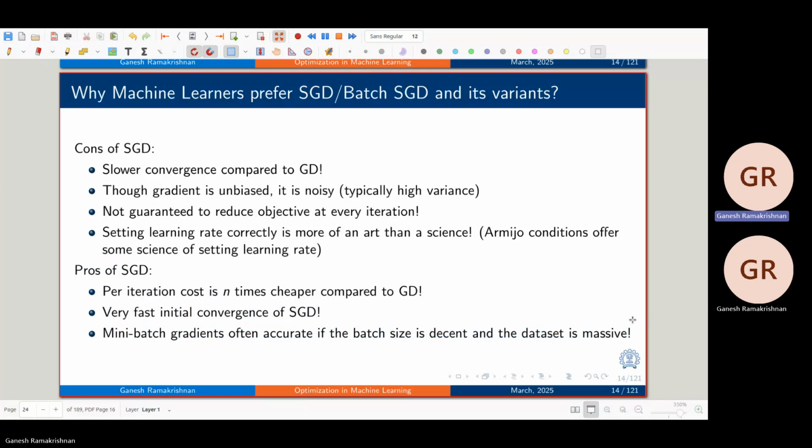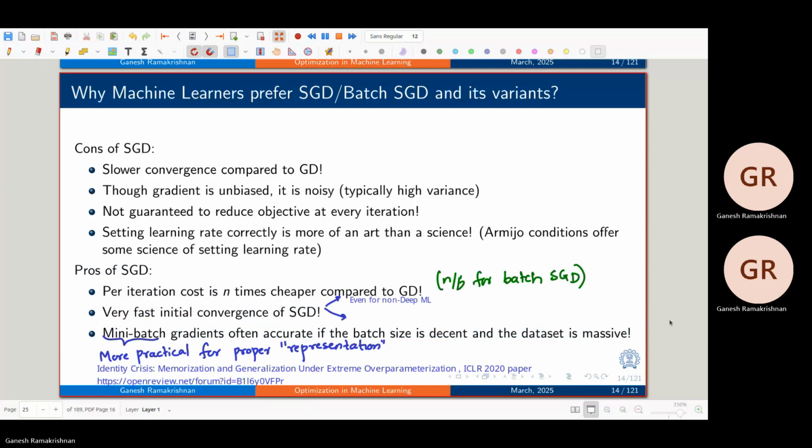And of course, with mini batch variants, you also get better accuracy. And especially if the data set is massive, mini batches certainly help get you better accuracy. And by the way, all this is even for non-deep machine learning. There's a very nice ICLR 2020 paper, which is called Identity Crisis, Memorization and Generalization under Extreme Overparameterization. And that makes a case for stochasticity, right? But it also kind of draws cautions.